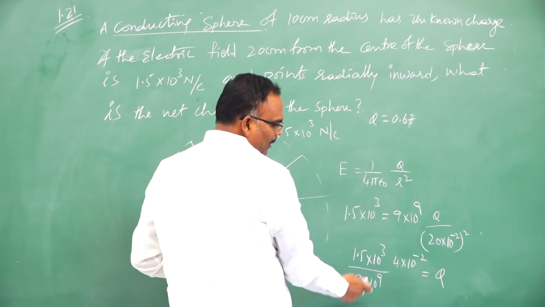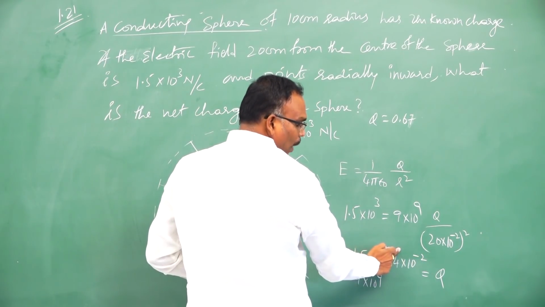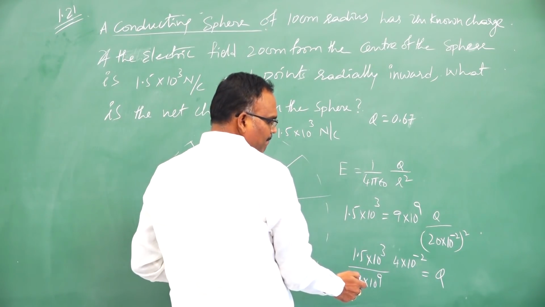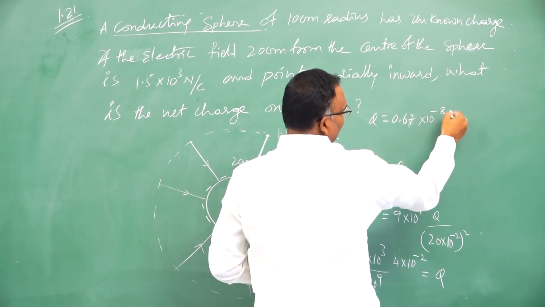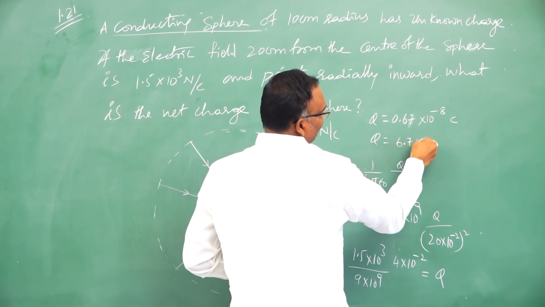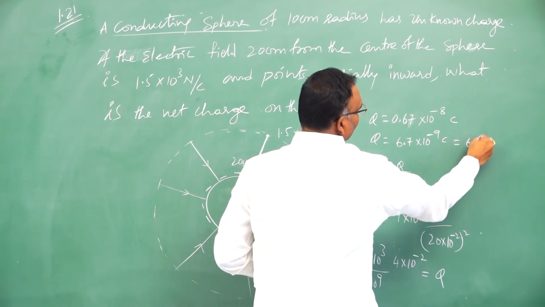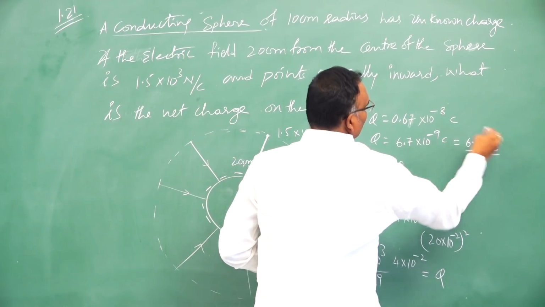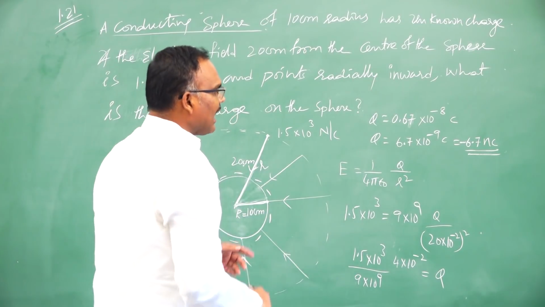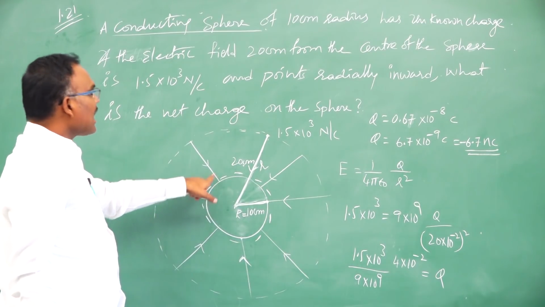And now I have to simplify powers. This is 10 power 3, this is 10 power minus 2, you will get 10 power 1. 10 power minus 9 plus 9 goes to numerator, you will get minus 9. That's why it can be written as 10 to the power of minus 8 coulomb. This one I can even write as 6.7 into 10 to the power of minus 9 coulomb, which can be written as 6.7 nano coulomb. This much amount of negative charge lies. Remember why we have taken the negative sign: because the field is radially inward. That's why the charge is negative.